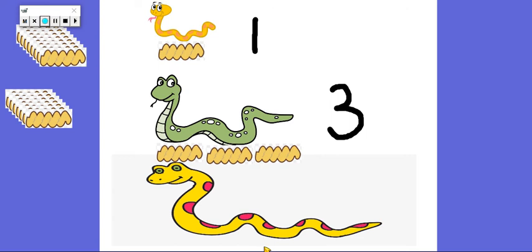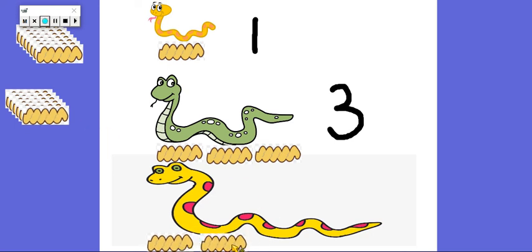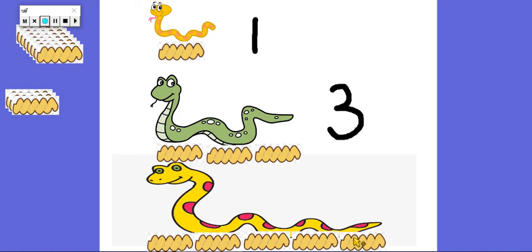And I'll do what I think is my longest snake. So I start at one end of my snake. Make sure I've got its head. 1, 2, 3, 4, 5. 5 pieces of pasta long. So I've made sure I line my pasta up next to each other, and I start at the head and I measure all the way to the very tip of the tail.